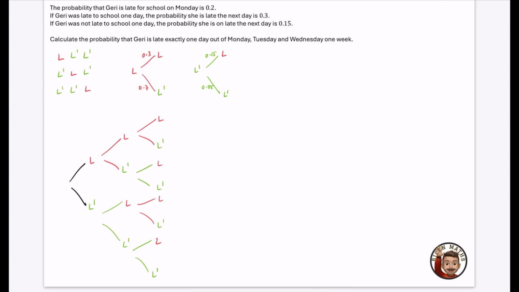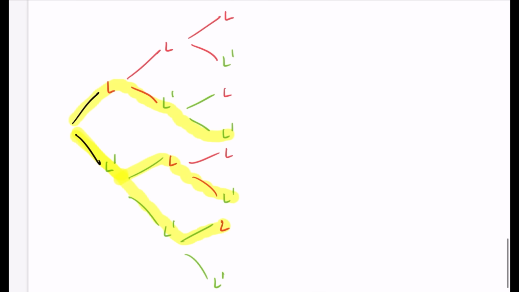Now, I'm not going to fill in all of the numbers. I'm going to just start off by looking at these ones that we have over here and decide which branches I need to use. So I want to have the late, not late, not late. That's one of the routes that I want to use. The other route I'm going to want to use is not late, then not late. And my final one is going to be not late, and then late as the last part.